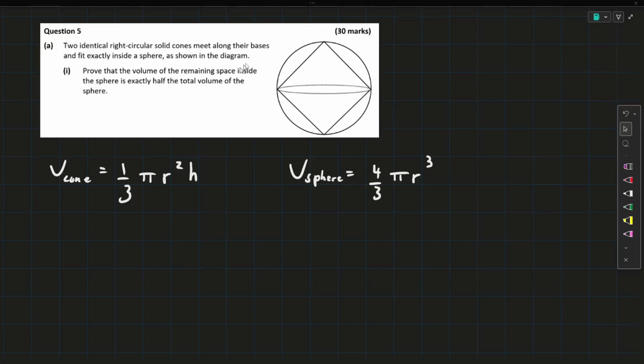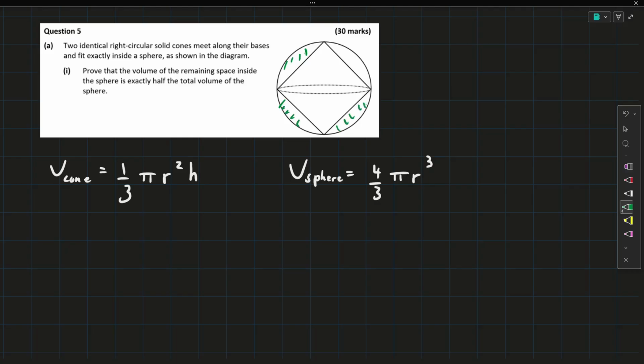This is 2021 paper 2 question 5. We have two cones inside of a sphere. We're told to prove that the volume of the remaining space inside the sphere is half the total volume of the sphere. Okay, so basically what we need to do is show that all of this space outside of the cones is half the volume of the sphere.